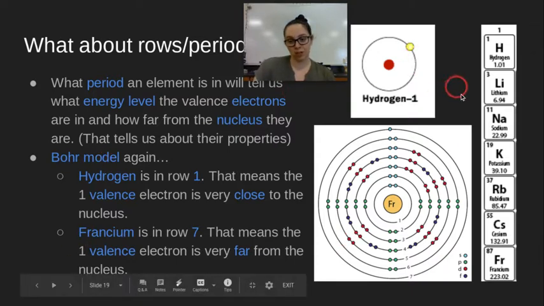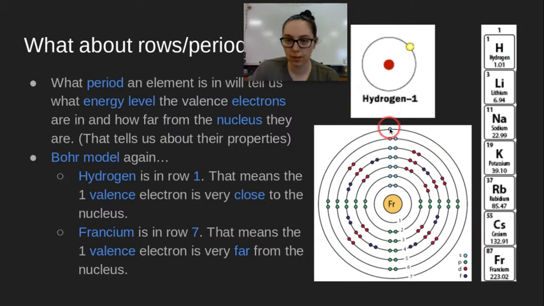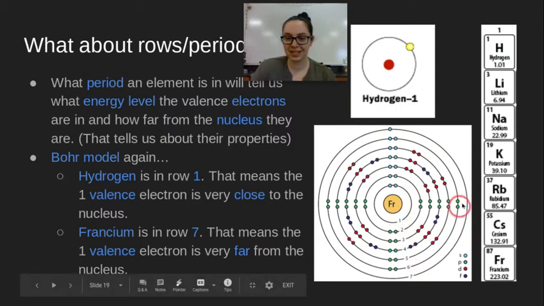Francium, which is all the way down here in row 7, my bad. That means that one valence electron that it has is very far away from the nucleus. So you can see here's your valence electron right there. It is in the 1, 2, 3, 4, 5, 6, 7th shell. And they have all these electrons in between. But francium has this one valence electron, which it shares just like hydrogen, in the 7th shell versus the one valence electron in hydrogen, which would be in this shell.